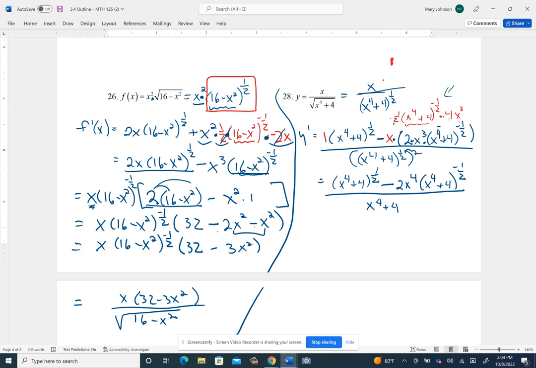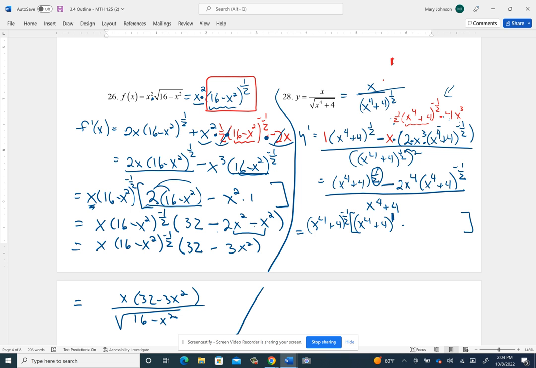All right. So we've got it cleaned up nicely. We're ready for that factoring step. So I'm going to factor out the x to the 4 plus 4 to the negative 1/2 power, and I'm going to see what's left on top. The first term, I would have an x to the 4th plus 4, and I would need it to be to the first power. So when I add a negative 1/2 and positive 1, I get a positive 1/2 right here.